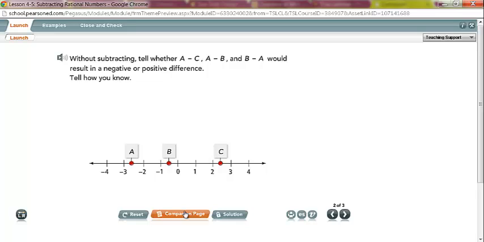Okay, we're going to pull up the companion page in a minute, so let's listen to this real quick though. Without subtracting, tell whether A minus C, A minus B, and B minus A would result in a negative or positive difference. Tell how you know.